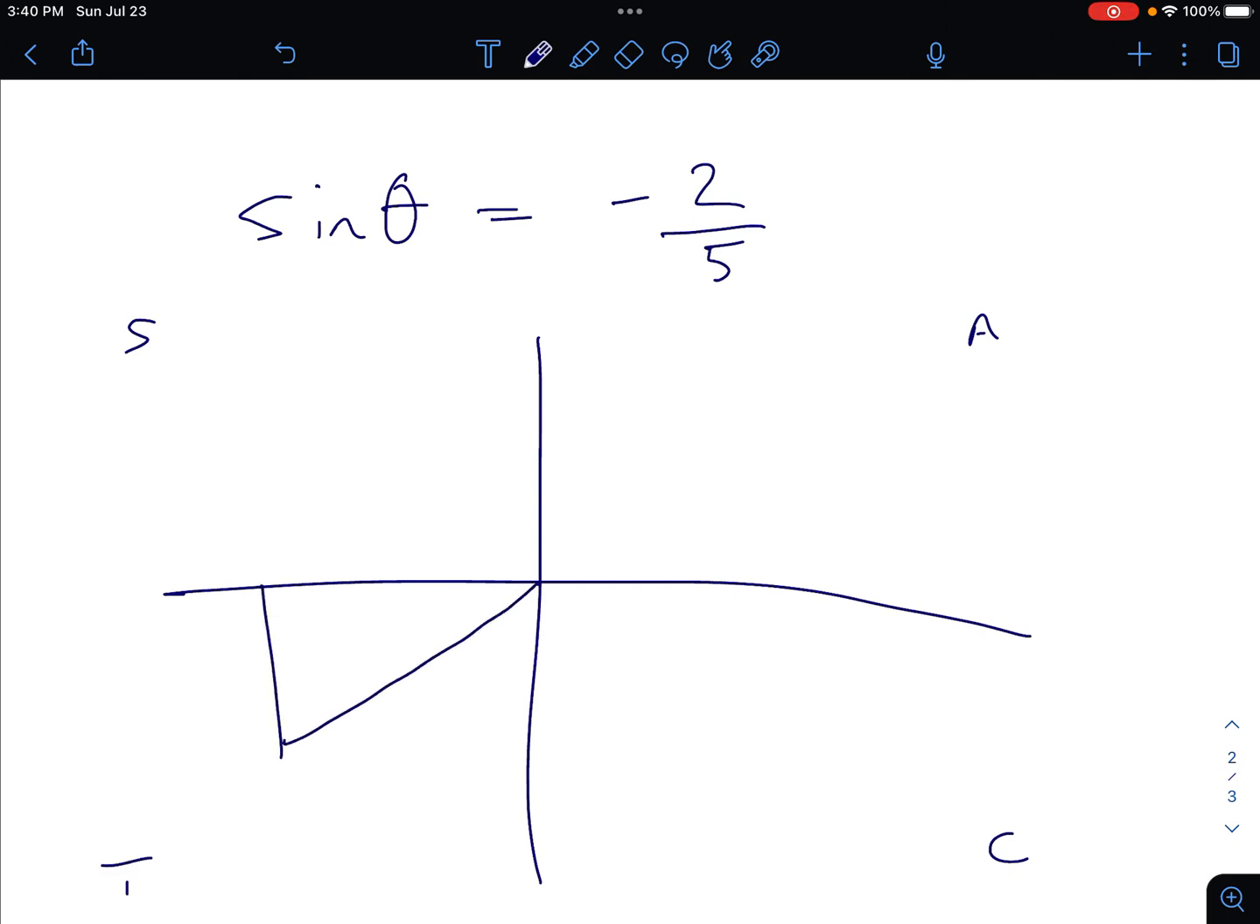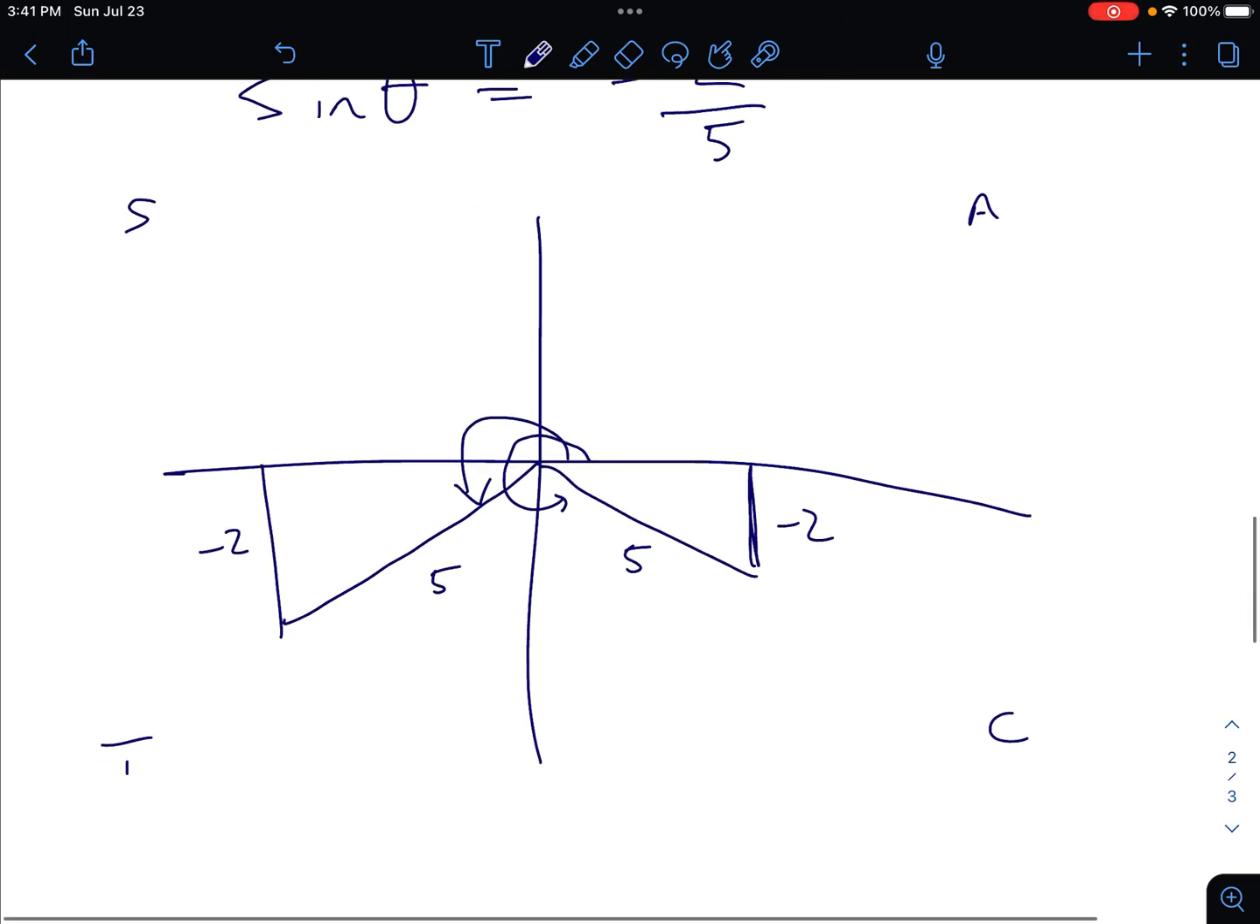So where is that going to happen? Well, one of them is over here, and the other one is going to be over here. And because sine is opposite, this is going to be -2/5. That's going to be your hypotenuse. And if you're solving for this, the easiest way to do it is to do sine inverse of -2/5, and working that out.